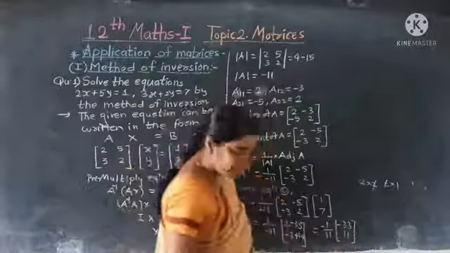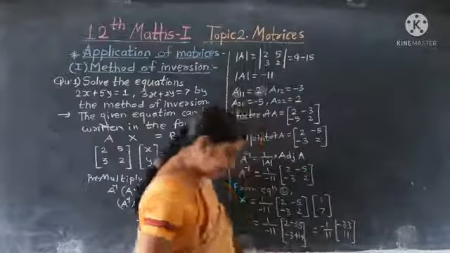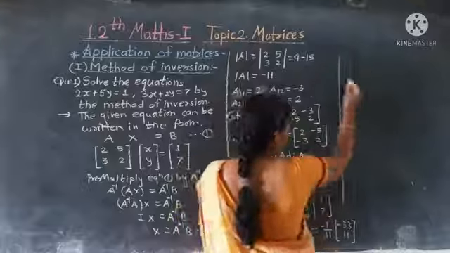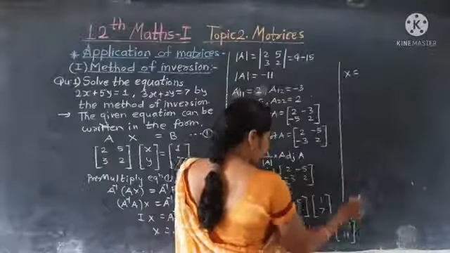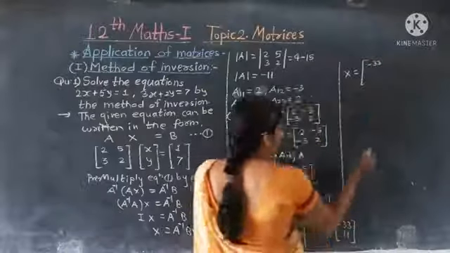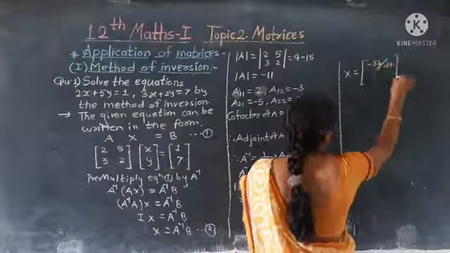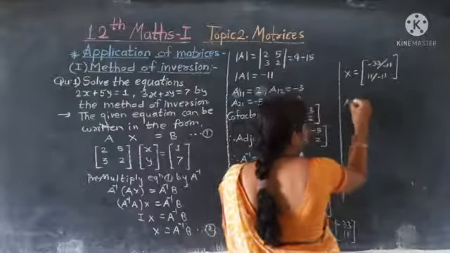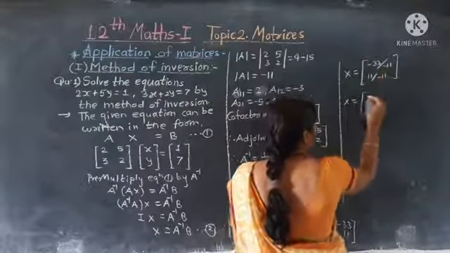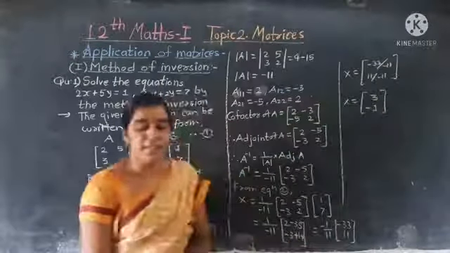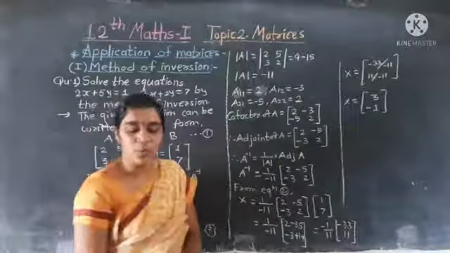So you multiply here 11 and divide. What is the answer? Therefore we get x is equal to minus 33 upon minus 11, and here 11 upon minus 11. So we get x as 11 3 and 11 1. So we get the x matrix as 3 and 1.